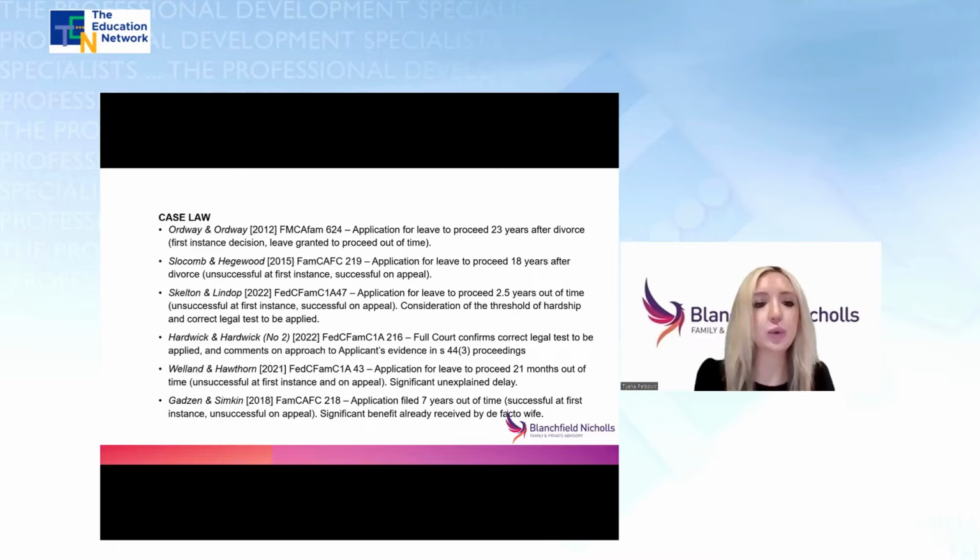The second last case we'll look at this afternoon is the 2021 full court decision in Welland and Hawthorn. This case is quite interesting because the court held that there was significant unexplained delay and leave to proceed out of time was not granted. So the primary judge dismissed the application pursuant to Section 44(6) of the Act, which was filed just 21 months after the expiration of the limitation period.